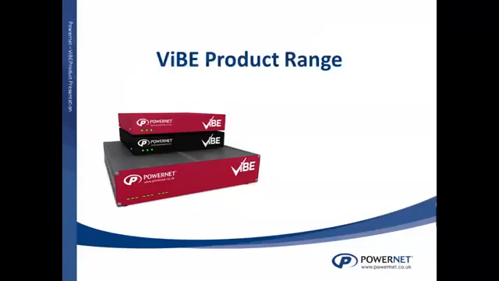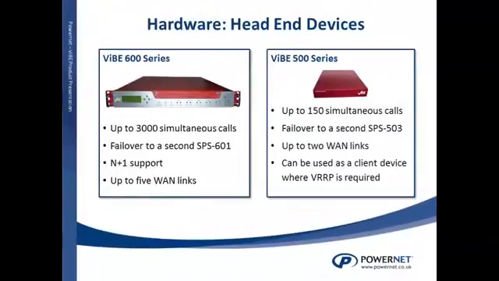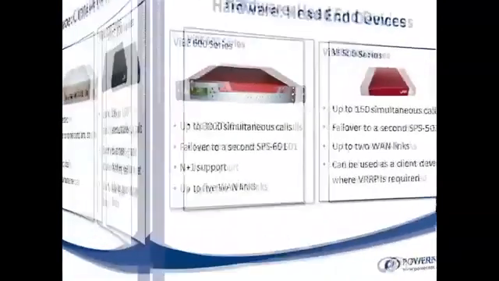So I'll briefly touch on the product range, and this is always exciting to produce something with blinky lights, especially when you're doing it yourself locally. So our head-end device is the 600 series, which sits within the service provider network, and you can be quite confident that when you are using ViBE that it is well engineered. These devices have dual power supplies, and they also support N+1 resiliency. So we can guarantee that there's going to be uptime within the data center.